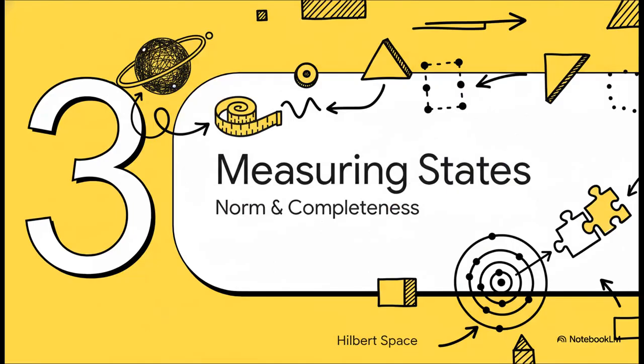All right, moving on. Section 3, measuring states, where we'll talk about norm, distance, and completeness. So now that we have the inner product, we can finally talk about the length, or what mathematicians call the norm, of a quantum state. And this is going to lead us to that final kind of mysterious ingredient from the definition, completeness. This is the secret sauce that makes a Hilbert space a Hilbert space.